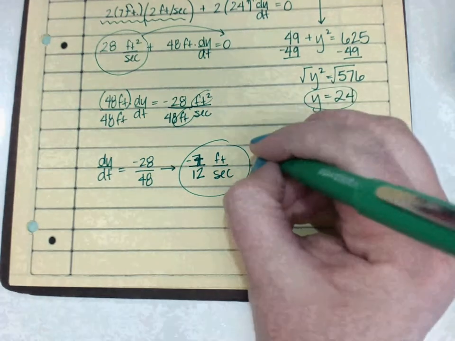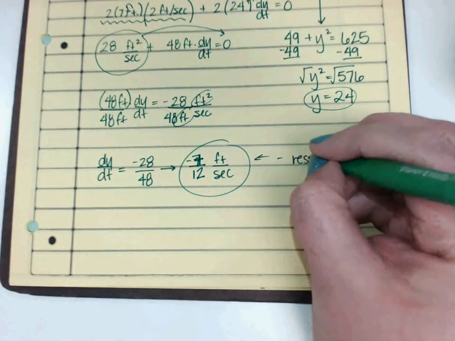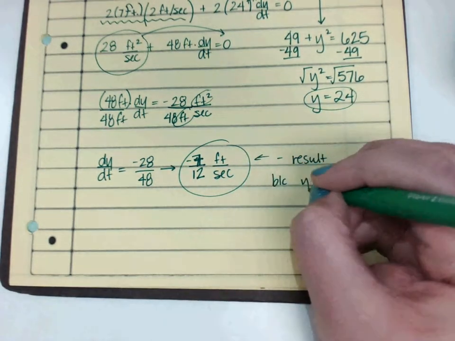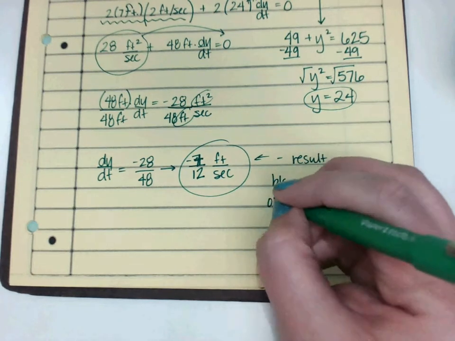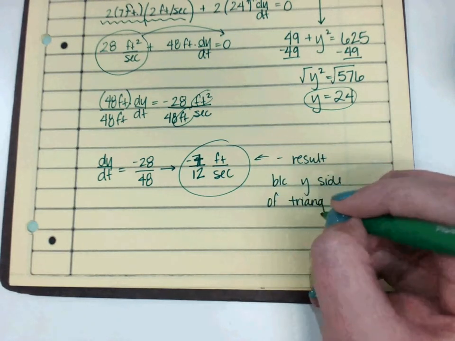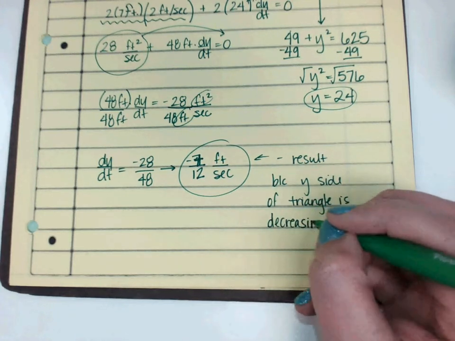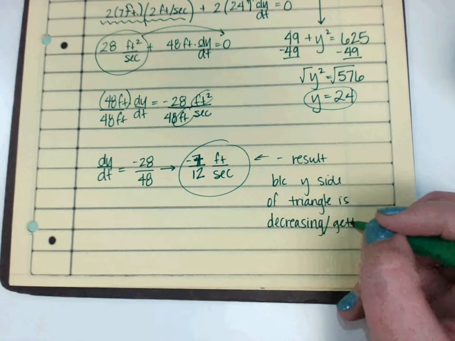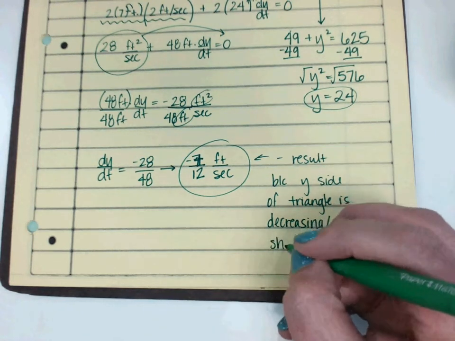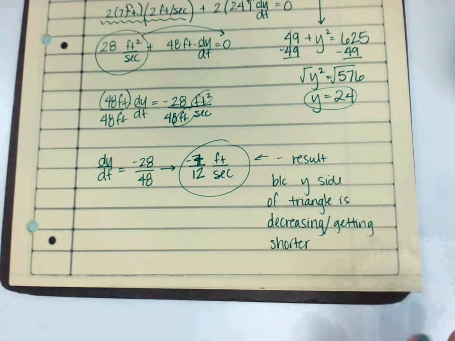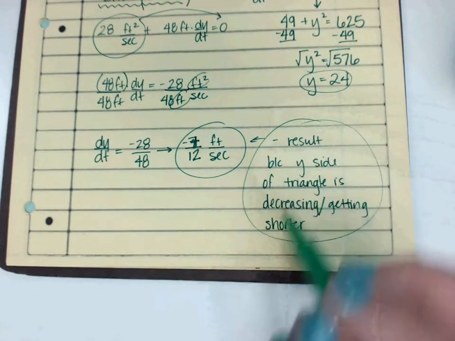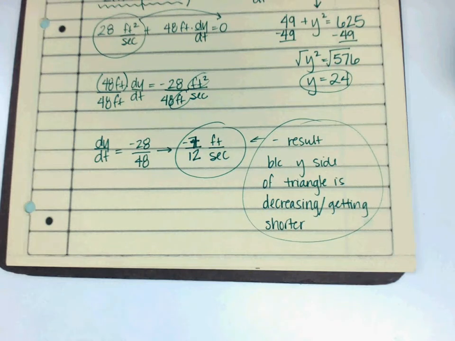Okay, so I'm going to put negative result because y side of triangle is decreasing or getting shorter, or depreciating, sure. Okay, however you want to think about it. But you should understand that what dy dt is, it's a rate of change. It's how fast something is changing. Okay, so it can be positive or negative. Okay, just like everything else.